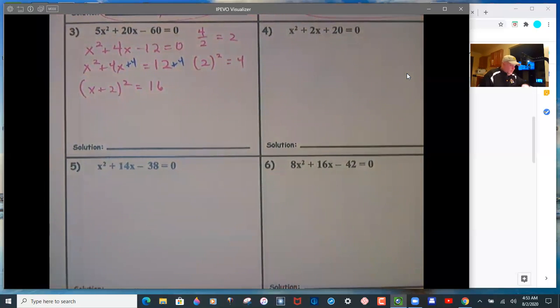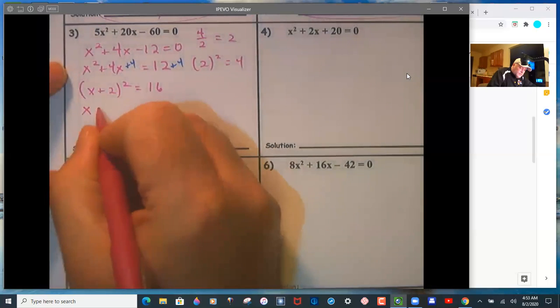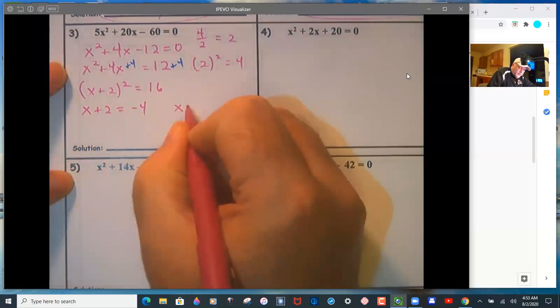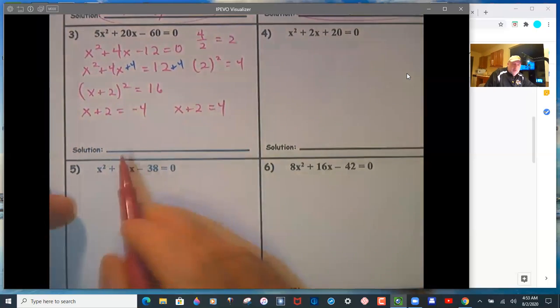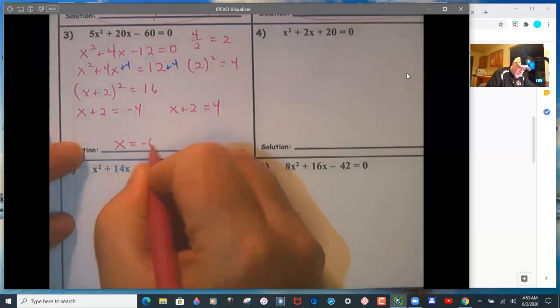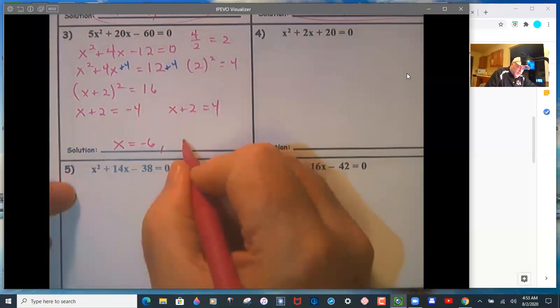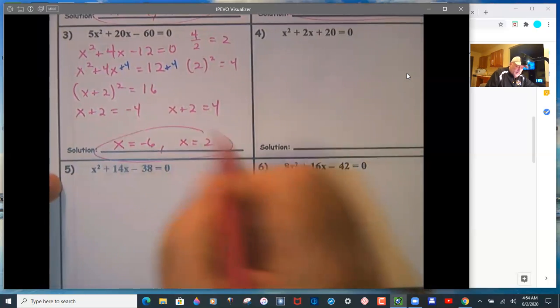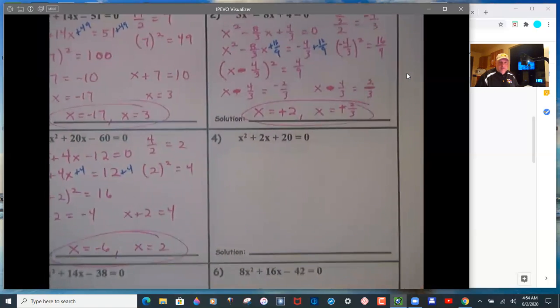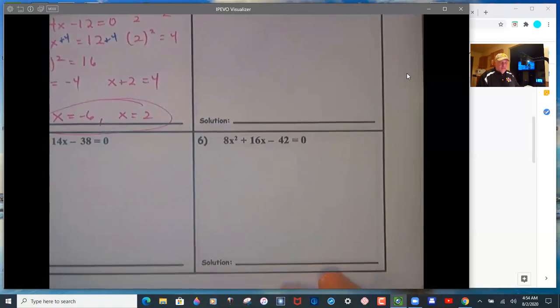So now you want to square root both sides. x plus 2 equals negative 4, and then x plus 2 equals 4. So subtract 2, and that is negative 6. I'm going to get this one all right. And subtract 2. Bam, did it right. So it is very recipe oriented, and you just have to be careful that you follow things to the T.